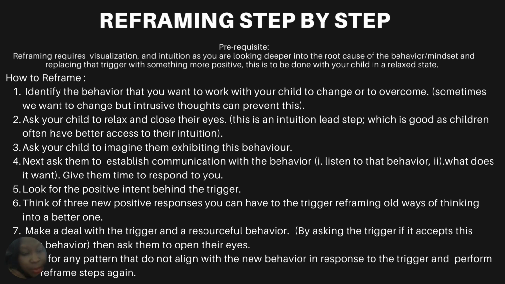You start with them being in a relaxed state, counting down, breathing in and out from five through to one, and relaxing their nervous system before you start to reframe. You discuss the behavior at hand that you want to work on before they start. And then once you've identified this behavior, you ask the child to relax. You ask them to imagine them exhibiting this behavior.